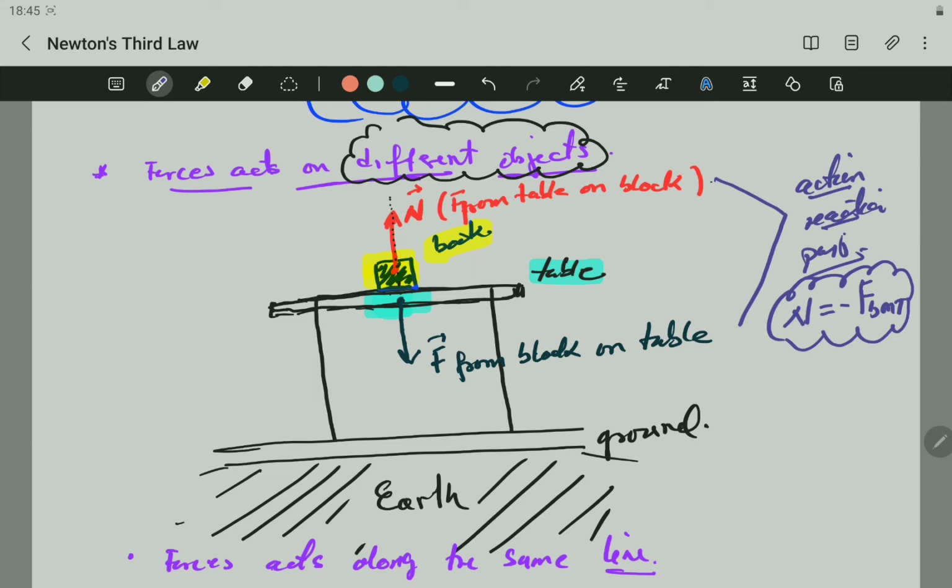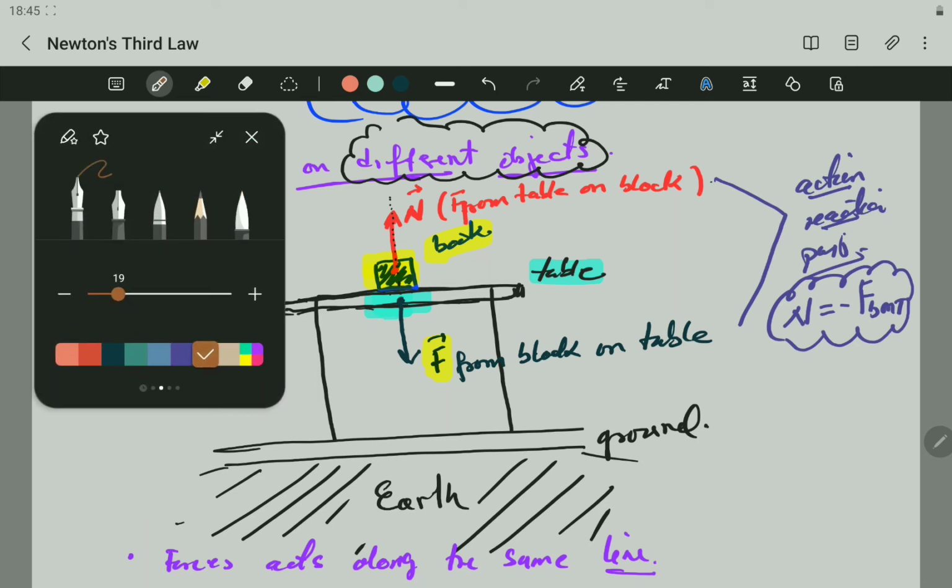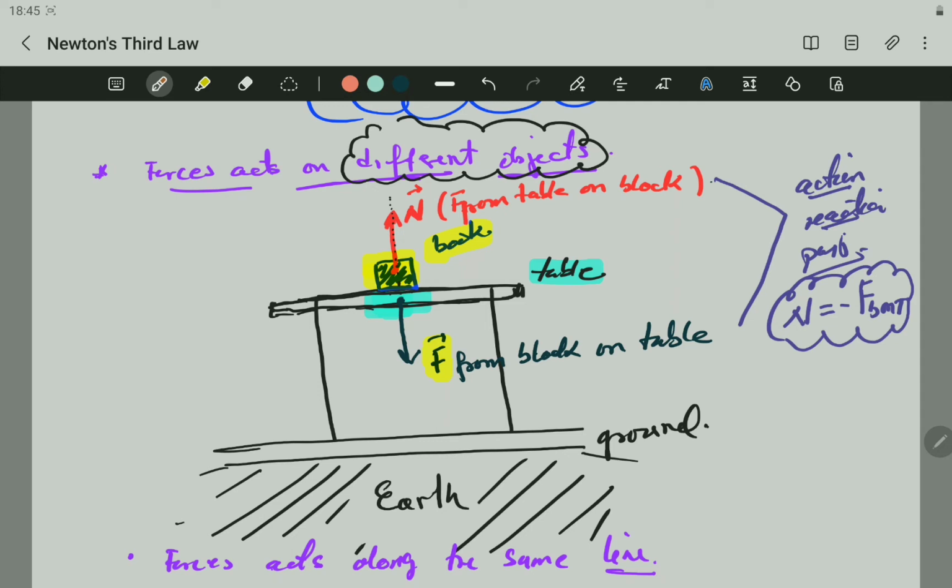This force here is what we call apparent weight. It is the reaction to the normal force. Alright, so in this example we have many objects, but the first thing you need to know is what objects are part of the example.